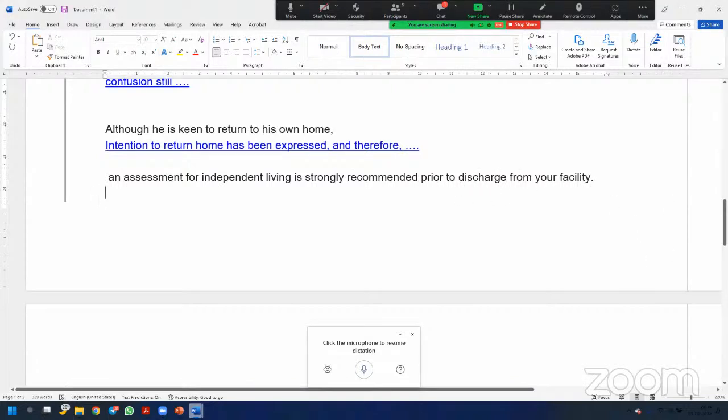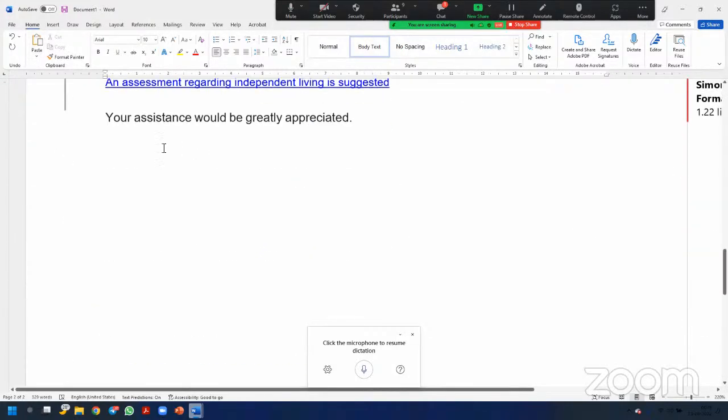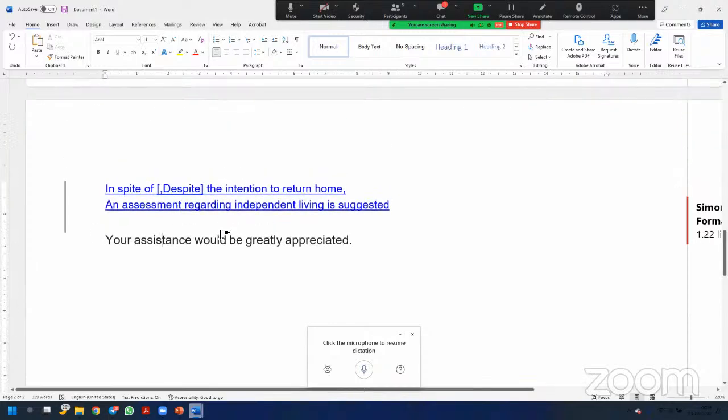Prior to or prior from your facility. Your assistance would be greatly appreciated. It's very simple. So you can write like this.